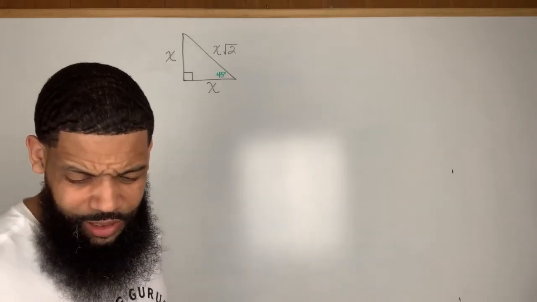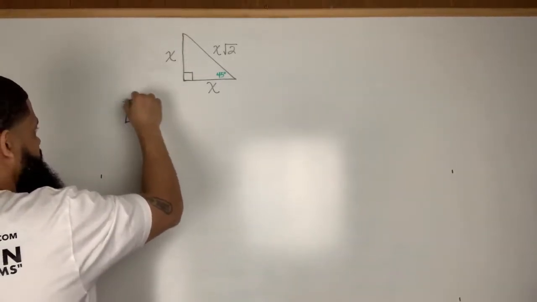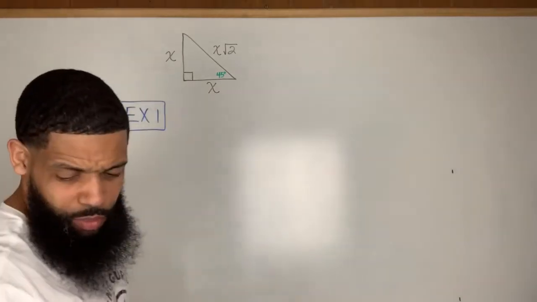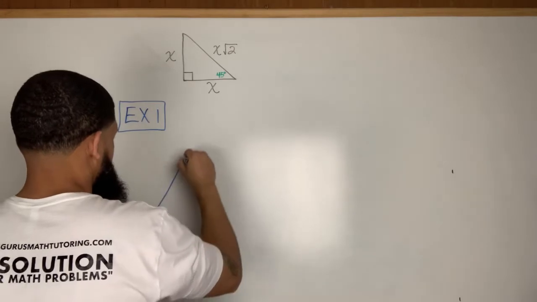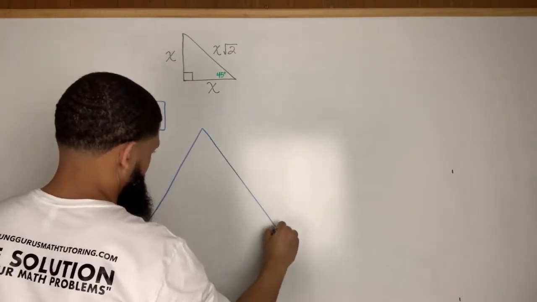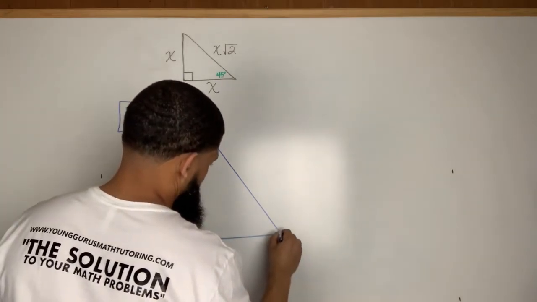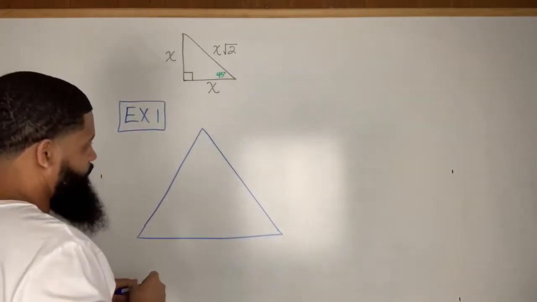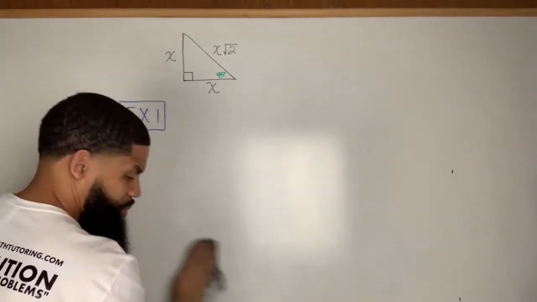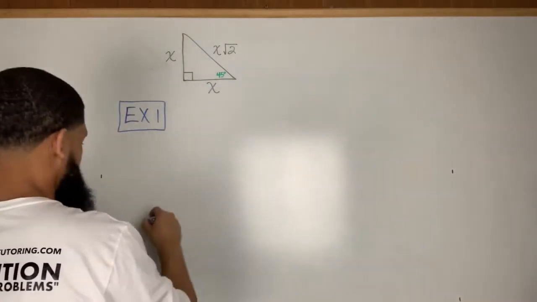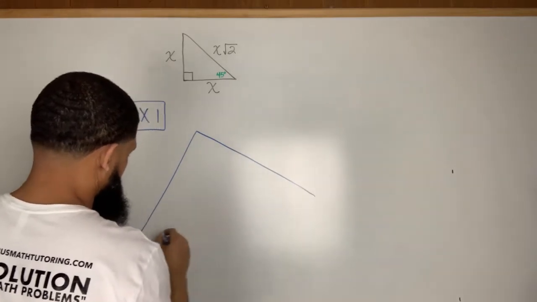Example 1. Remember, these triangles are not drawn to scale. Please know that they are not drawn to scale. That definitely doesn't look like a 90-degree triangle, so let's make it look better. That looks a little more realistic.